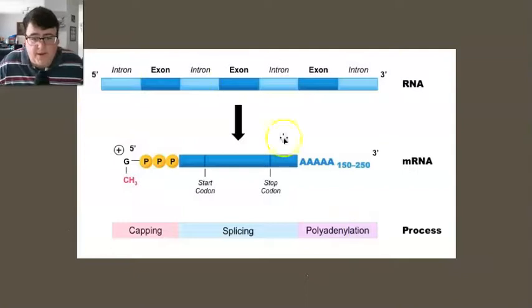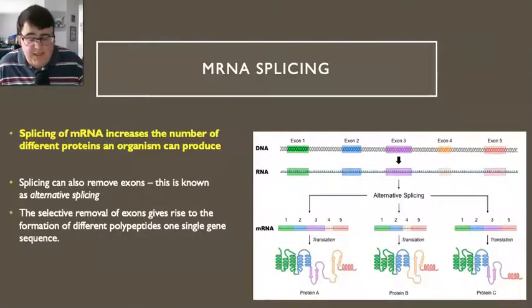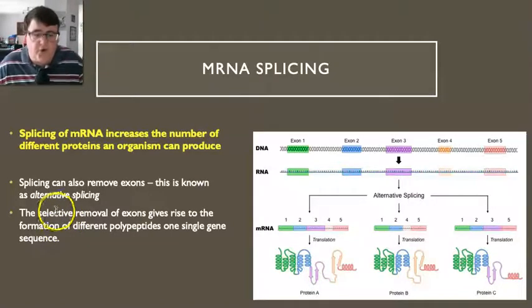And we can see it in this little picture here. So everything that's light blue is an intron, everything that's dark blue is an exon. So once splicing takes place, we're physically removing the introns and leaving only the exons between the capping and the polyadenylation on the 5' and the 3' end of the messenger RNA. But that's not to say that splicing can't physically remove exons. So yes, its job is to remove introns, but it also helps us increase the number of different proteins that an organism can produce, which again is another one of our understandings.